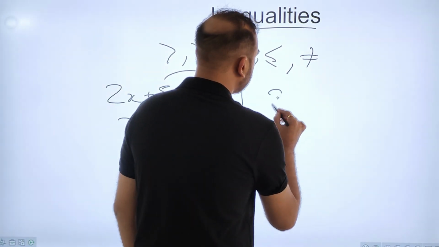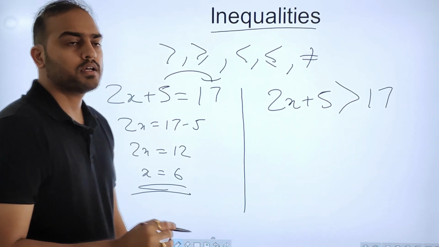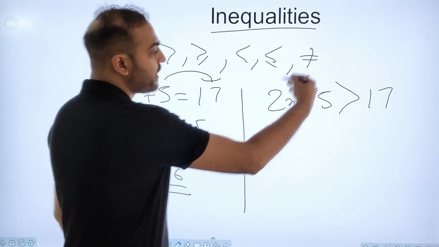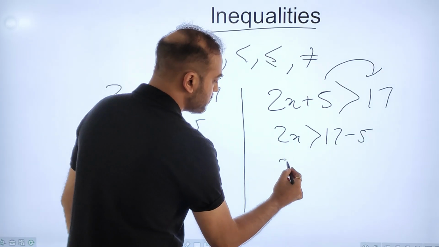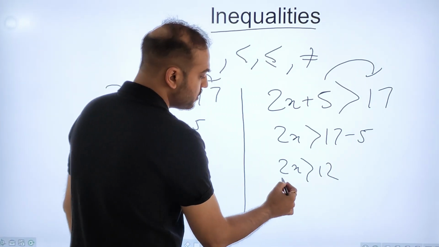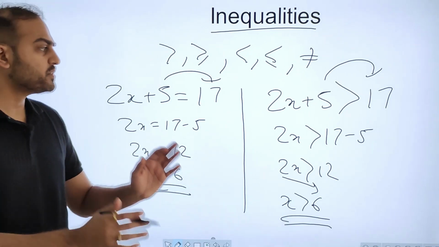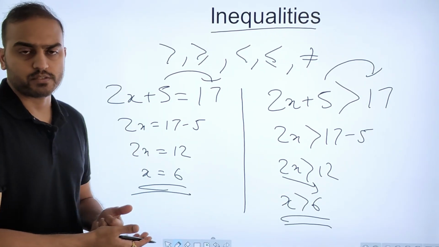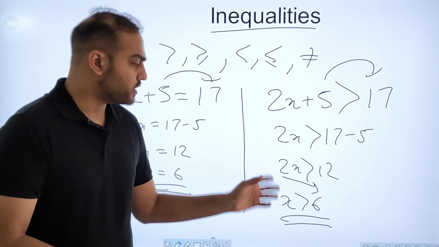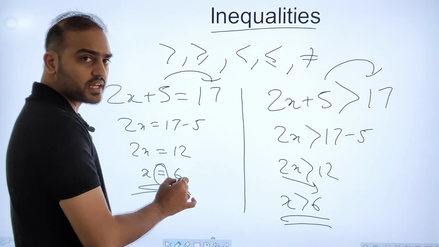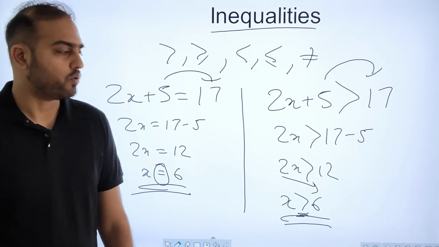Now looking at inequality, we solve the inequality also the same way. Nothing changes. Say we have 2x plus 5 greater than 17. Same steps will be repeated. 5 will go there, 2x becomes greater than 17 minus 5, 2x becomes greater than 12. Now 2 goes there, x greater than 6. So the steps for solving an inequality and your normal equation are exactly the same. Only the sign changes. We had an equal to sign here and we have a greater than sign here.